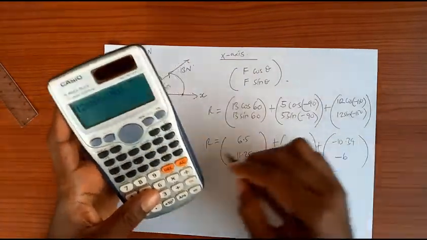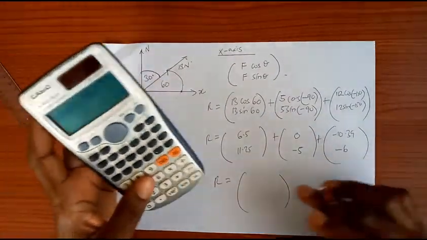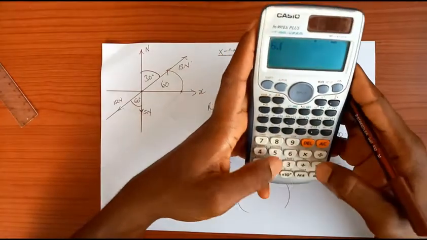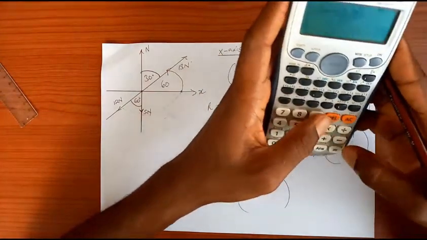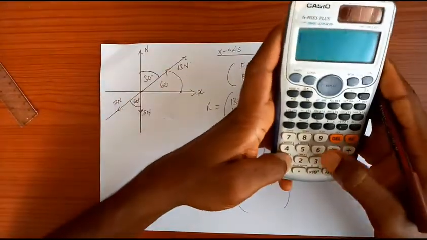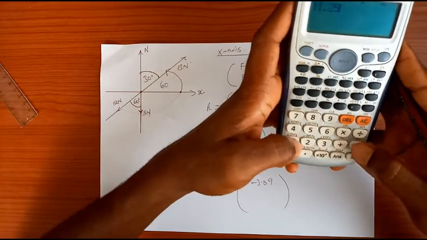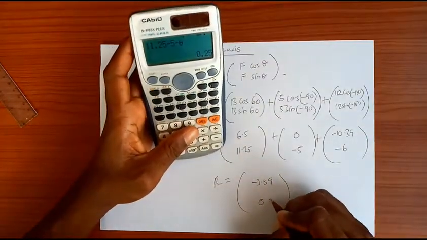negative 6. Okay, so let's add all our x, add all our y. So we have 6.5 plus negative 10.39, negative 3.89, then 11.25 minus 5 minus 6, 0.25.